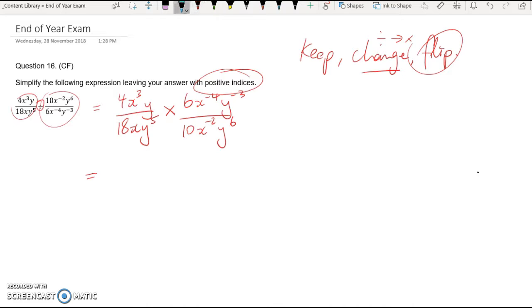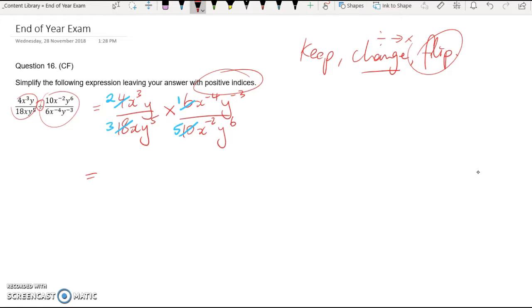So if you look at the coefficients only at the front here, you can cancel top on bottom or crossways, diagonally. You can't cancel across on the same level. So 6 and 18 have a common factor of 6. 6 goes into 6 once, 6 goes into 18 3 times. 4 and 10 have a common factor of 2. So 2 goes into 4 twice, 2 goes into 10 5 times. So at the moment I've just simplified the coefficients, and that is as simple as we can get those coefficients, so I'm going to leave that as is.